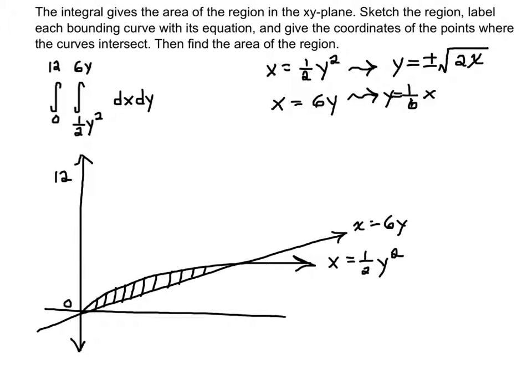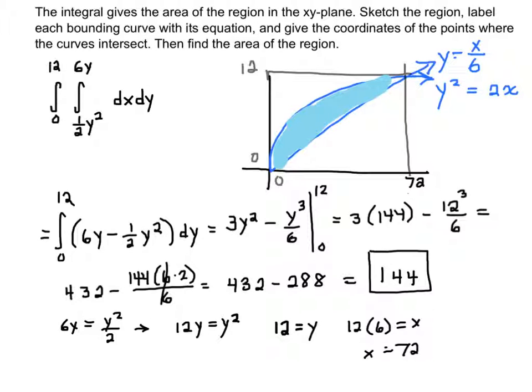So now let's work on the next page. Let's work out the integral. Here you can see our outer integral goes from 0 to 12, and our variable of integration is y. Our inner integral is going to be with respect to x. So it's going to be 6y minus 1/2 y squared. And we take the antiderivative of that integrand with respect to y, we're going to get 3y squared minus y cubed over 6. And that's evaluated from 0 to 12.